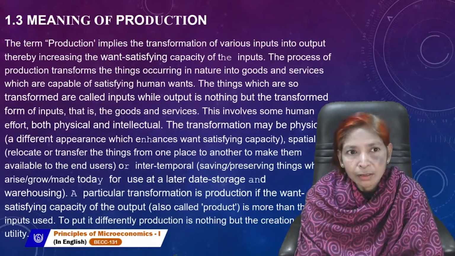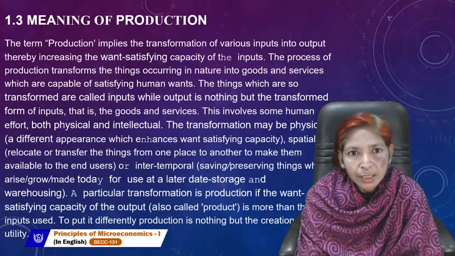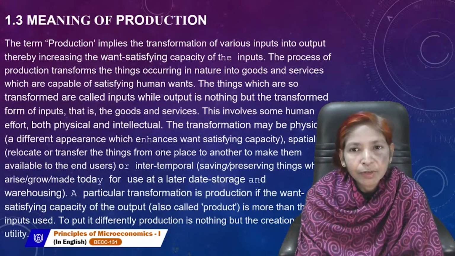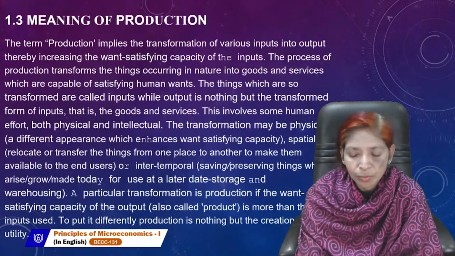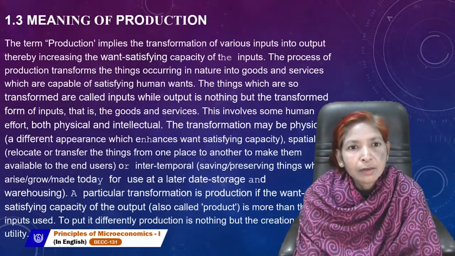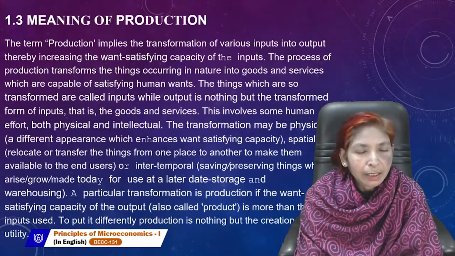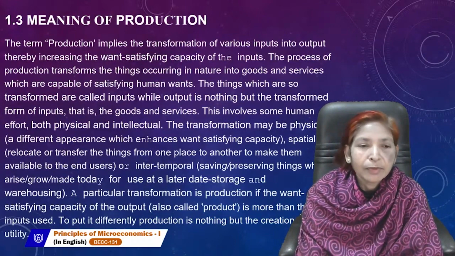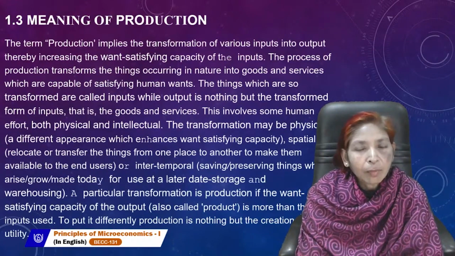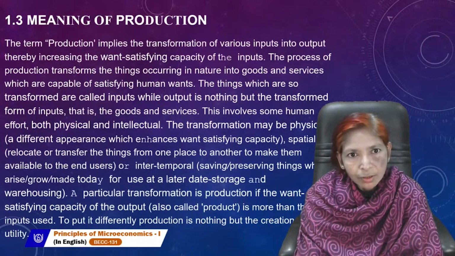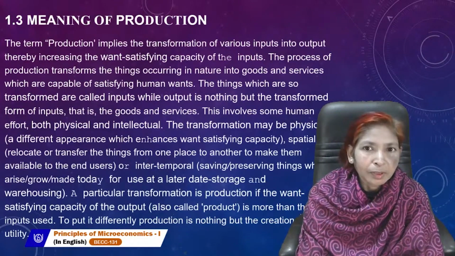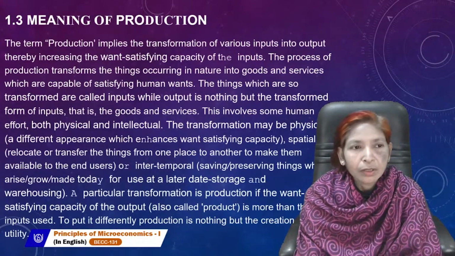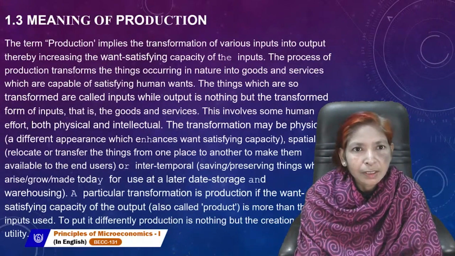What is production? The term production implies the transformation of various inputs into output. Production means when we convert raw material into finished goods. It is the process in which we can convert raw material into finished goods. And when we transform the various inputs into output for the satisfaction of human wants, that is called production.